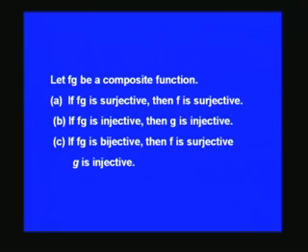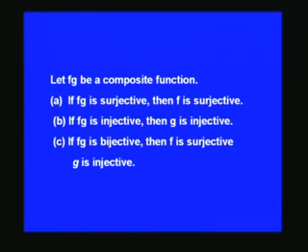Next, consider this. Let fg be a composite function. If fg is surjective, then f is surjective. If fg is injective, then f is injective. If fg is bijective, then f is surjective and g is injective. Now, fg is surjective. Let us consider this. It will also again follow in a similar argument like this.